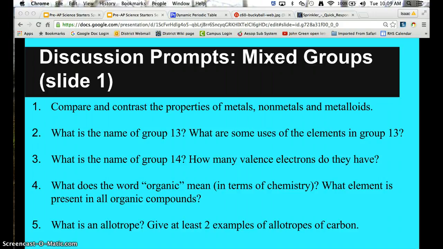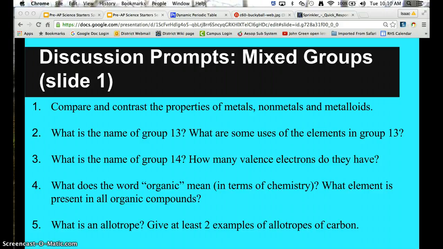So let's go ahead and talk about number one, compare and contrast the properties of metals, nonmetals, and metalloids. Up until this point we've talked about metals specifically, nonmetals specifically, and metalloids as well. So in your question number one, you were supposed to compare, contrast, and talk about what the differences and similarities are. Let's start with metals. Their general properties are they're shiny, malleable, conductive, and ductile. They're mostly solids, with one exception, which would be mercury.